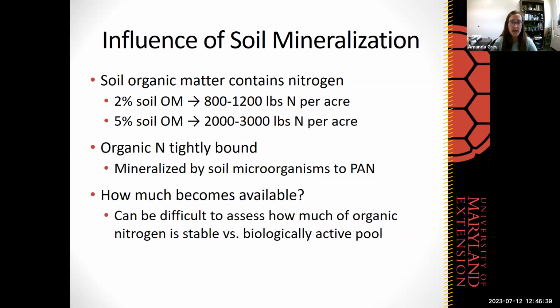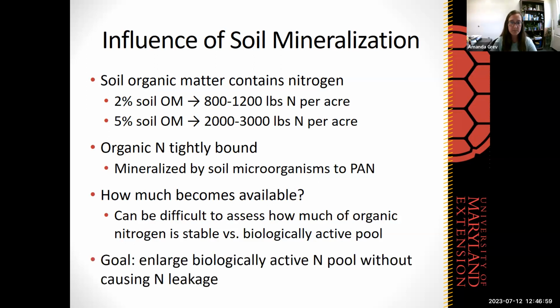plants. And the problem with that is it's really hard to assess how much of an organic nitrogen pool is stable versus how much of that is biologically active, or how much of that is going to become available to plants. So we can measure the total amount, but we don't necessarily know how much is stable and how much is actually going to be available to a plant. And so if we can, of course, we would want to make that biologically active pool more available to the plants without, of course, overdoing it and having nitrogen losses.